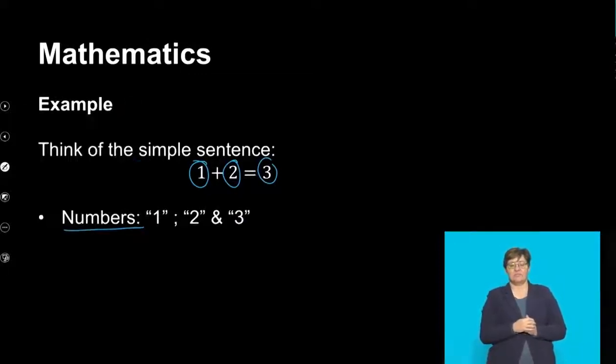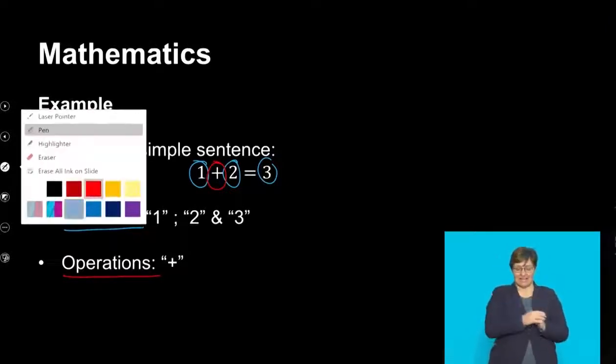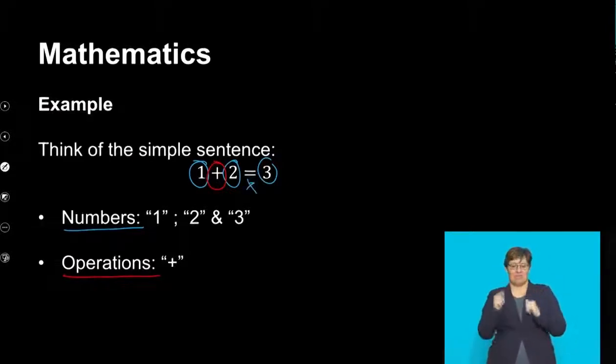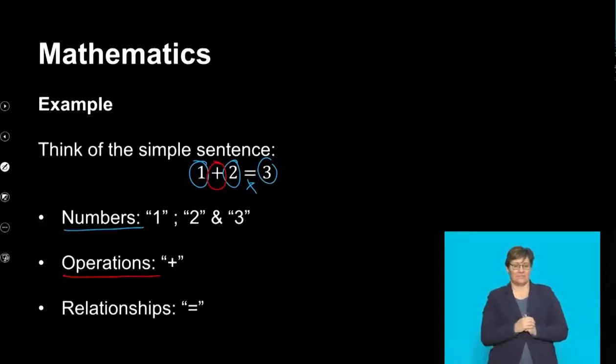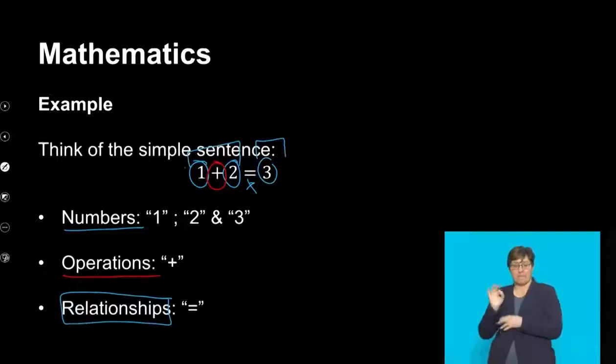And then from there, the plus will be classified as the operation of this particular sentence. And lastly, the equal symbol here will be classified as what we call the relationship of this particular number sentence. So the relationship is that if I add 1 to 2, I must get 3. You see, if I add 1 to 2, I'm supposed to get 3. And that's what we are talking about when we say maths is made up of these three building blocks.